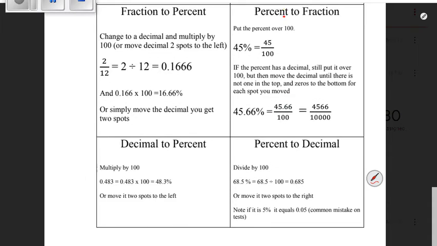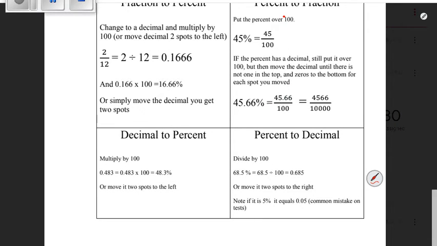Last thing is, how do we get from a decimal to percent? I just showed you actually. You basically times by 100, or you move it 2 spots. 2 spots becomes 48.3, times by 100.